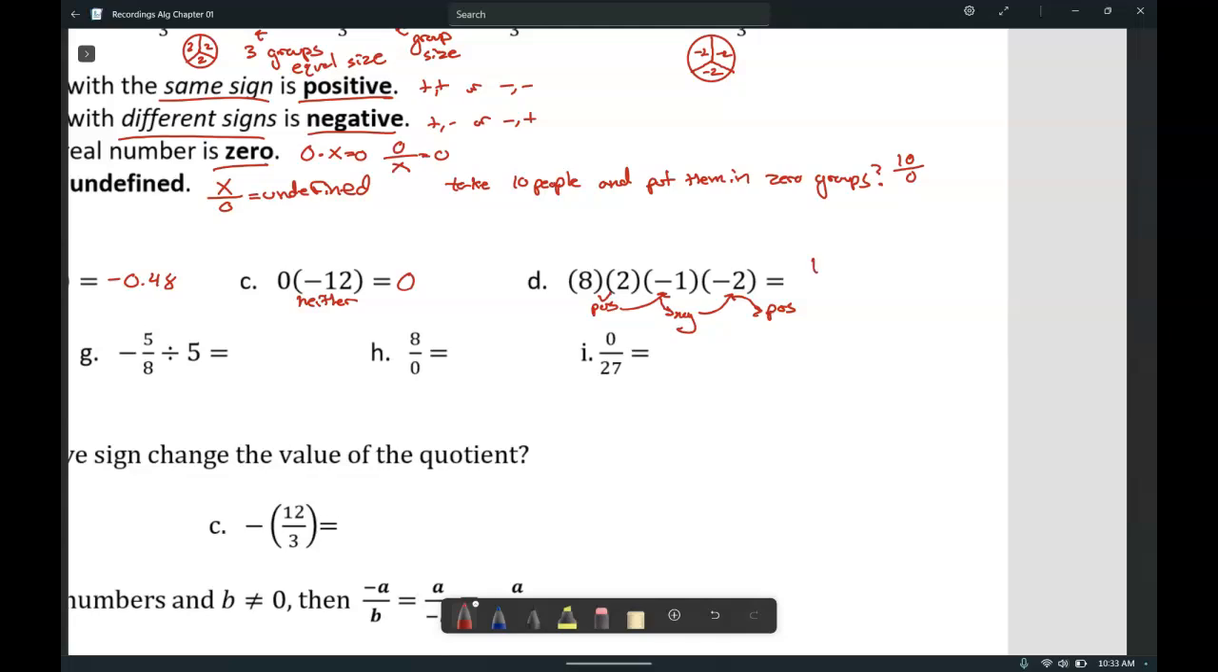8 times 2 gives me 16. We still have times -1 and times -2. Then 16 times negative 1 is negative 16. We still have times negative 2, which gives me a positive 32.